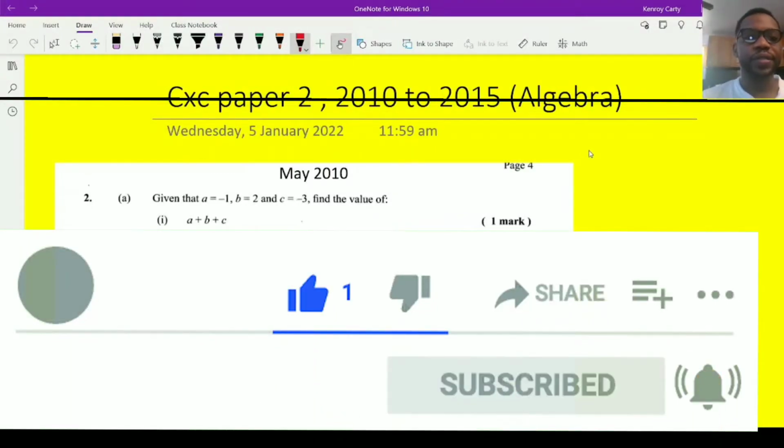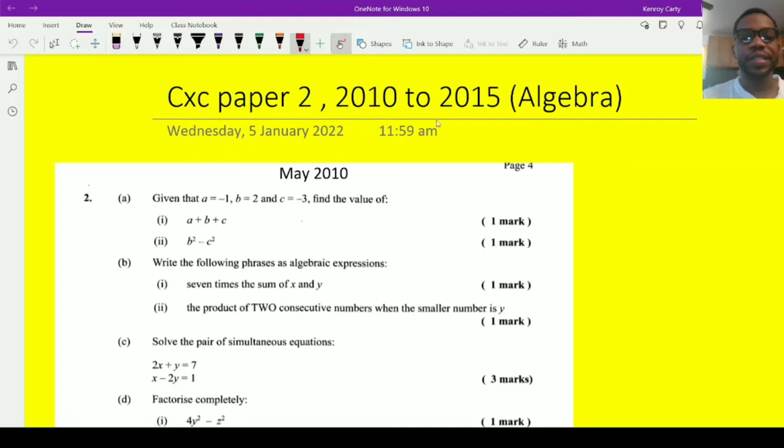Today we're going to be looking at some CXC Mathematics Past Paper 2. However, we're going to be focusing specifically on some algebra questions, from 2010 to 2015. In our next video, we will go from 2016 to 2022. Now, without further ado, we'll get right into the questions, and this is in May 2010.